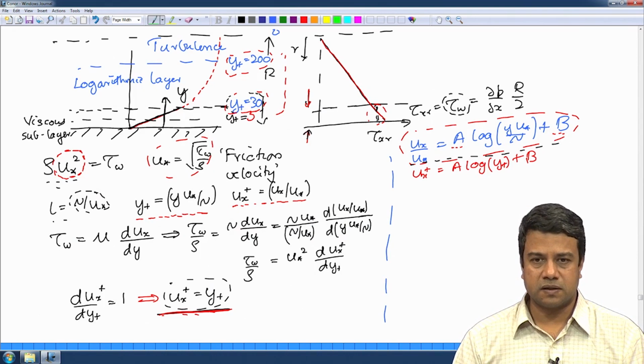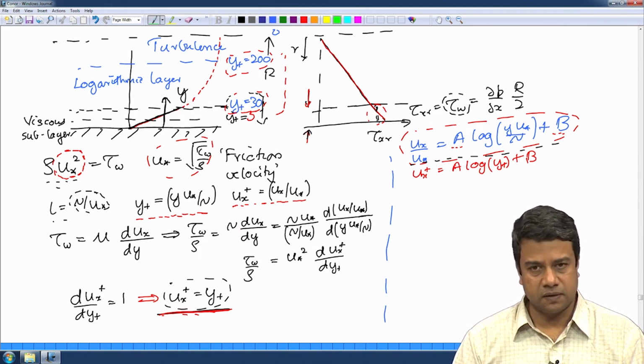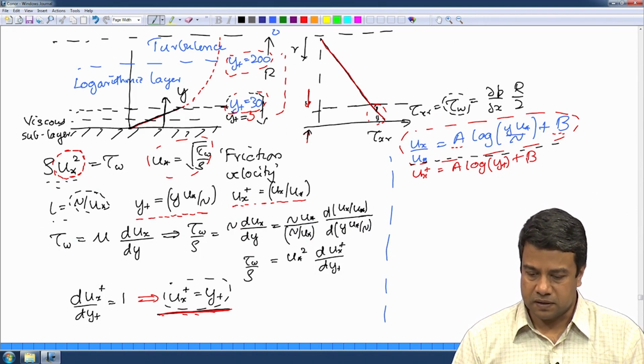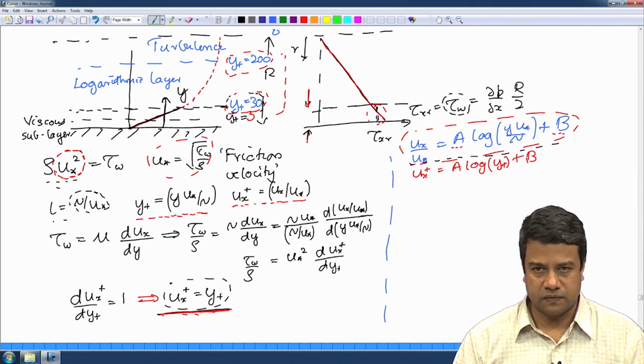And we had looked at the structure of a turbulent flow qualitatively. Near the wall we have a linear velocity profile in the viscous sublayer, there is a logarithmic layer, and then there is a bulk flow further away from the wall.